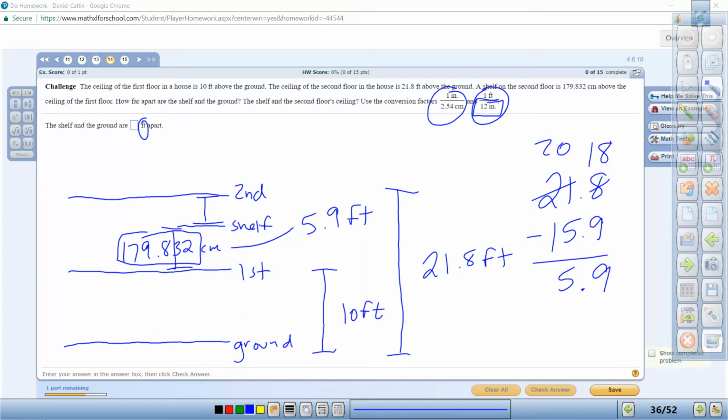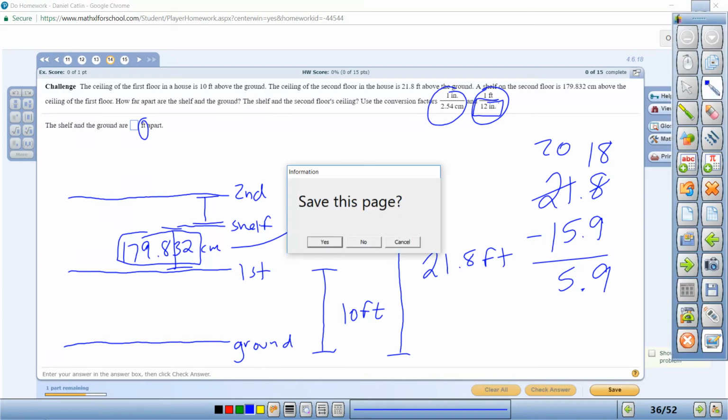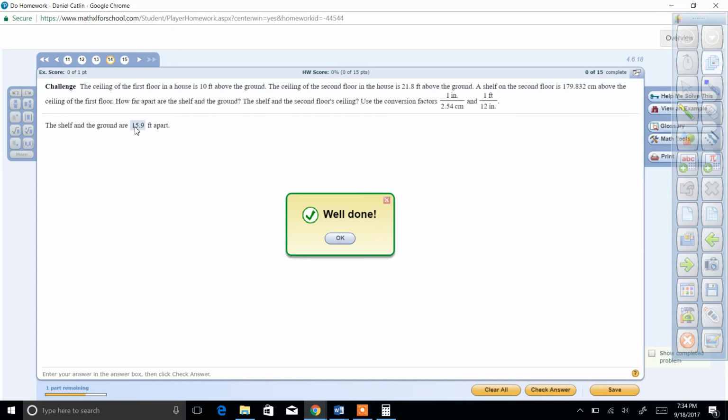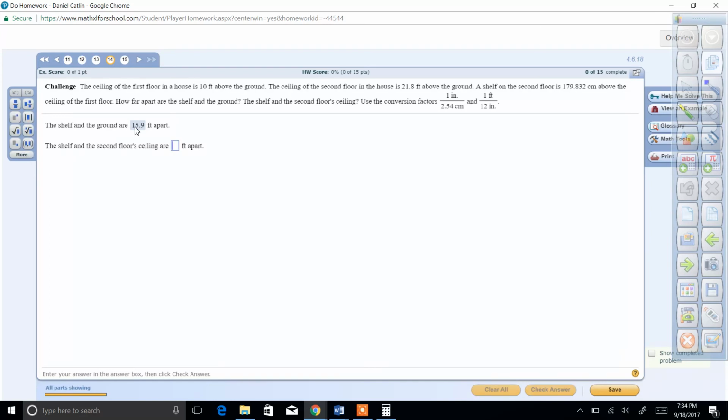All right, so if we wanted to try it out, then we would type that in. The first one was 15.9, and I think it's okay if you put it in decimal form. And then the second one was halfway up, which was 5.9. And that's all for question number 14.